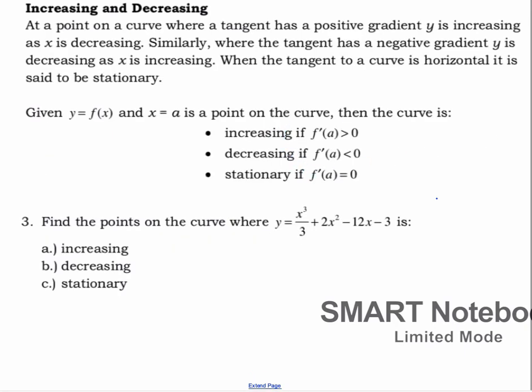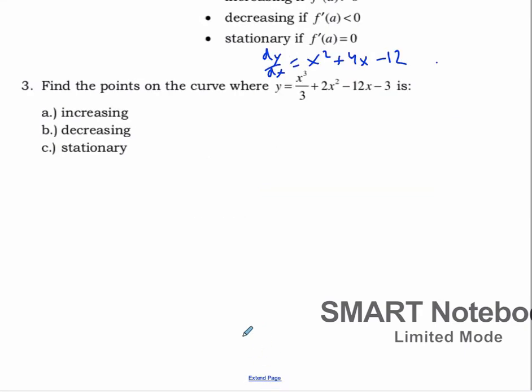Okay, next example, we're going to be differentiating this one and finding out where it's increasing, decreasing, and stationary. So the derivative is 3 times a third, so that cancels nicely, plus 4x minus 12. And we'll set that equal to 0 to find out where it's increasing and decreasing. So 0 equals, and this factorizes to x plus 6, x minus 2. So our critical values are 2 and negative 6. So negative 6 and 2.